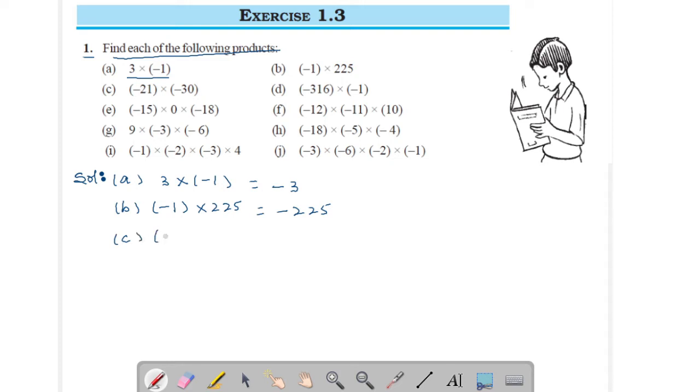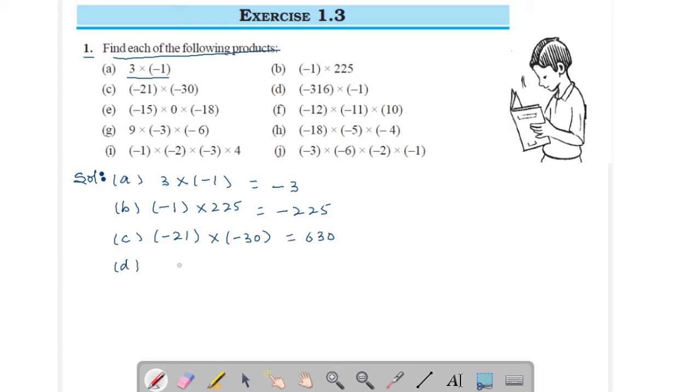It is minus 21 into minus 30. Here if you multiply, these two are negative integers and it is even, therefore the product will be a positive integer. Or you can multiply like this also: minus minus plus, 21 into 30, you will get 630. This is your answer. Then D part.